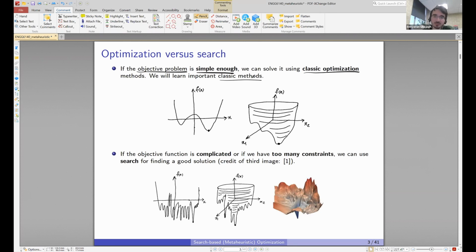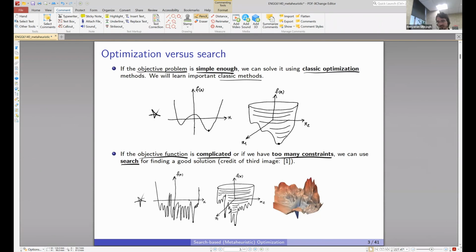We learned important classic methods in this course. However, if the objective function or cost function is very complicated, or if we have too many constraints, then we can use search for finding a good solution. For example, compare these two images. Of course, this is much more complicated. In the two-dimensional case, assume it's like this. It has so many local minimums compared to this, which is fairly simpler.